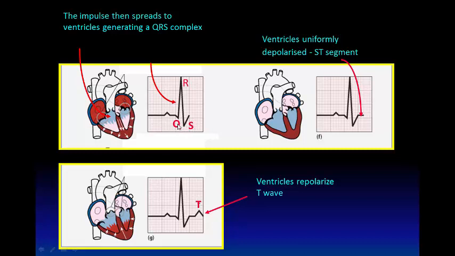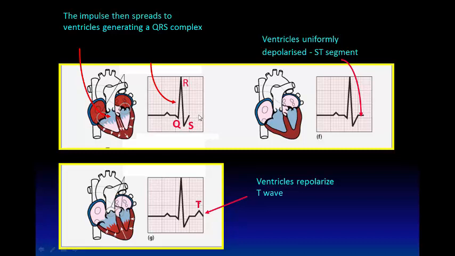So the Q wave along with the R wave and the S wave represent ventricular depolarization, and we combine them together and we call them QRS complex. So the QRS complex is due to ventricular depolarization. And when the ventricles are uniformly depolarized, now the ECG needle returns back and remains at the isoelectric line.